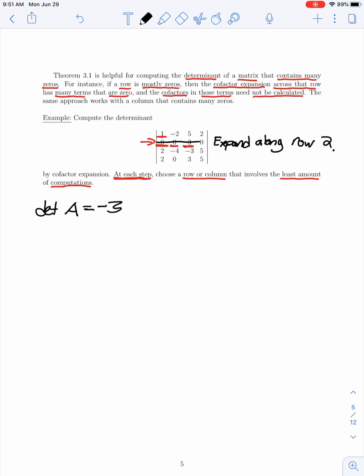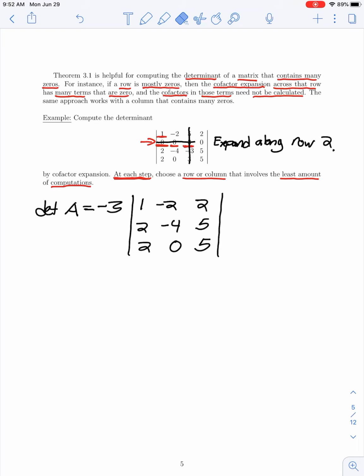So deleting the row that 3 entry lied in and its column, we're left with the determinant of a 3 by 3 matrix: 1, negative 2, 2, 2, negative 4, 5, and 2, 0, 5. And then the last entry in that second row was also 0. So our last term we would be adding along that cofactor expansion is 0, so we're only left with this one term. -3 times the determinant of this 3 by 3 submatrix.